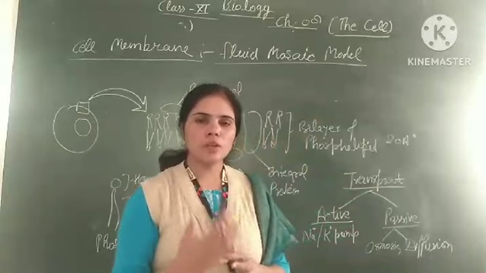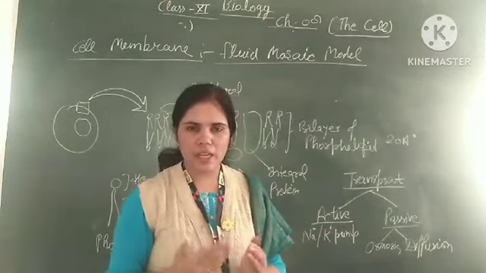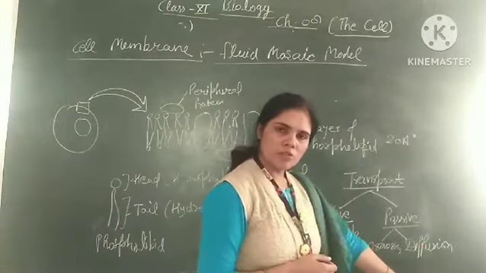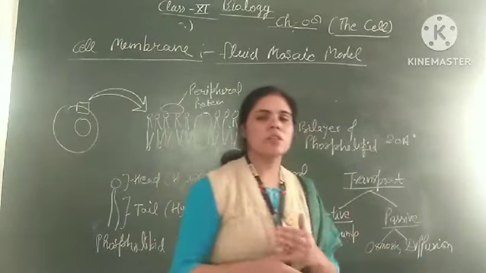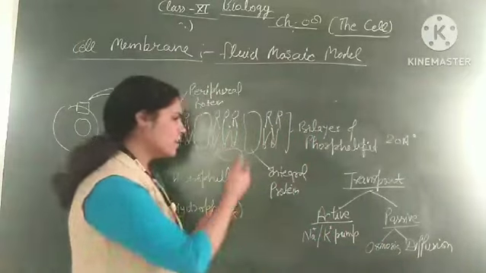Second is passive transport. It is a slow movement of the material and it does not use any energy. There are two methods of passive transport: osmosis and diffusion. So by these methods, material transport takes place through the cell membrane.